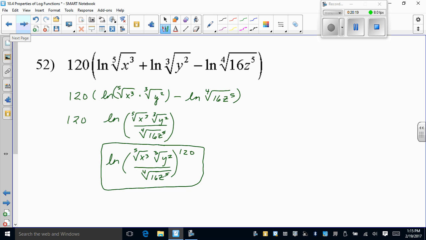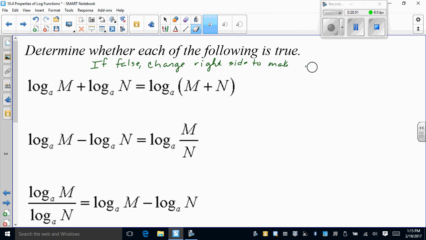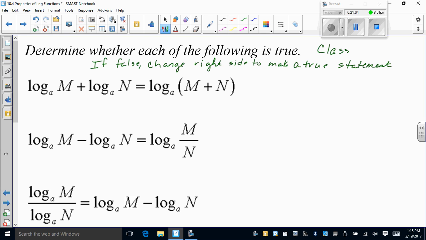Okay, this is, we are definitely leaving for class. Determine whether each of the following is true. If false, change right side to make it true. Actually, I'd like you to have this done before you come into class. That way we can talk about it.